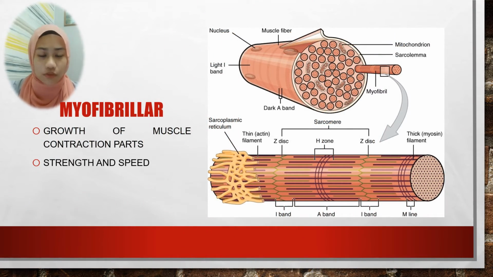There are two types of muscular hypertrophy, which are myofibrillar and sarcoplasmic. Myofibrillar means the growth of muscle contraction parts. Myofibrillar training will help in increased strength and speed. Myofibrillar hypertrophy refers to when the number of myofibrils increases. This causes muscles to increase in strength and density.